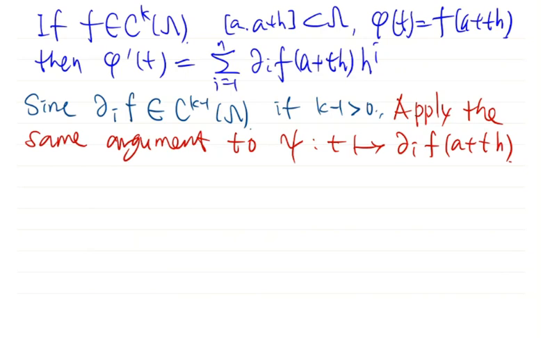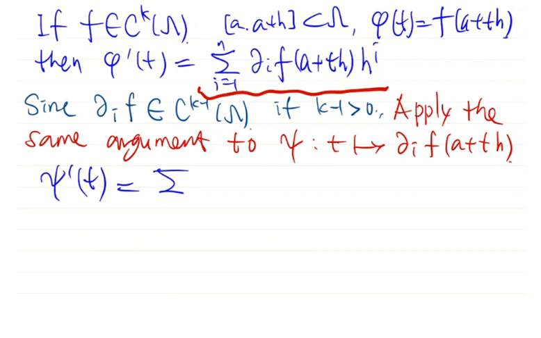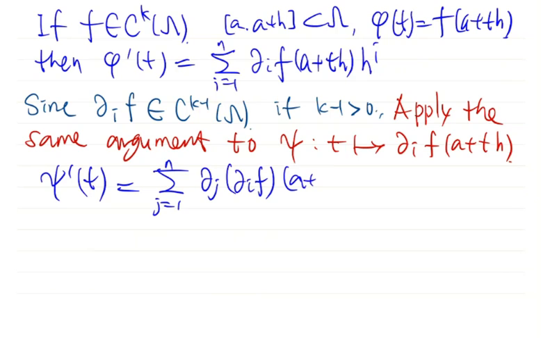You will see that psi is differentiable. Psi prime t is the same as this summation, but the summation index we cannot use i because i is already fixed, therefore we use another symbol j, from 1 to n, D_j. The function f is replaced by D_i f at a plus th, then h_j, right?